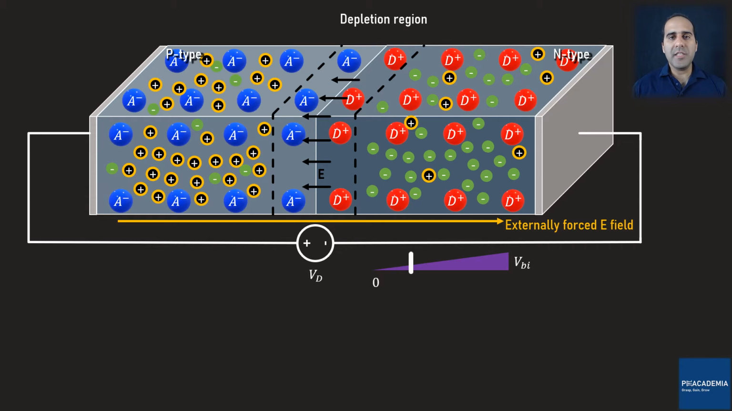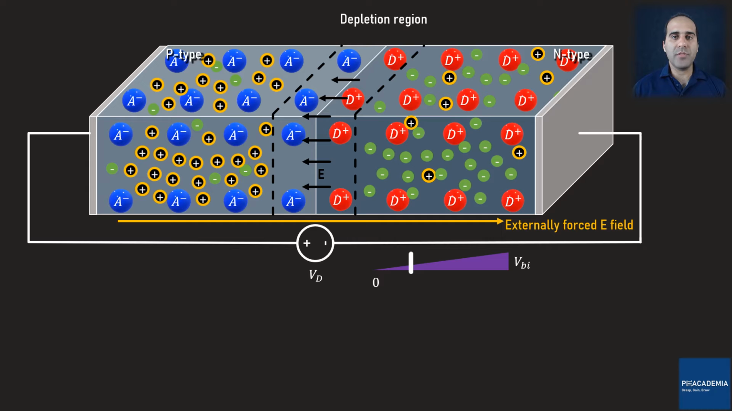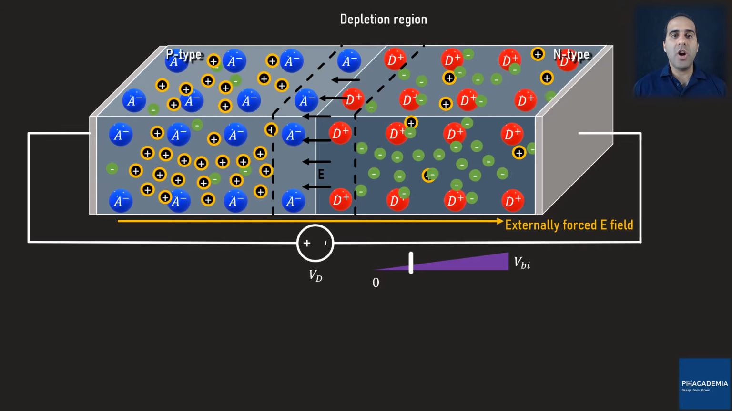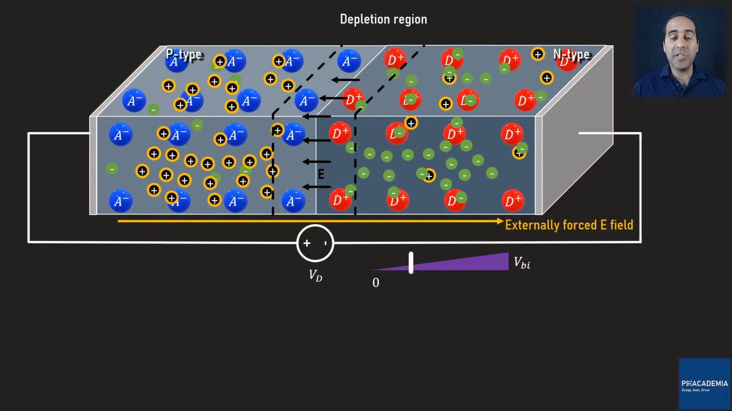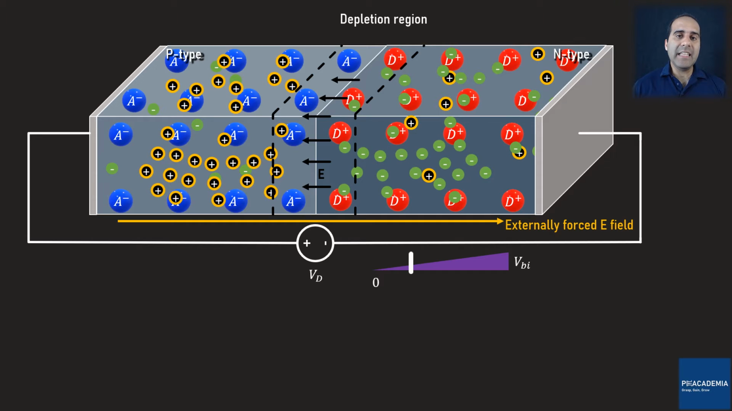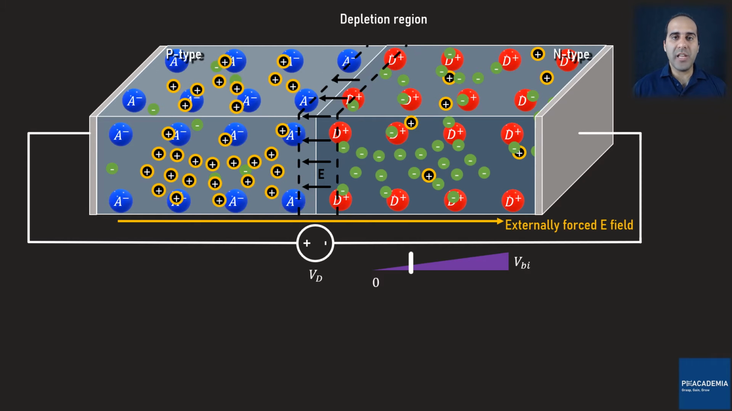As a result of this externally forced electrical field, the holes in the P semiconductor and free electrons in the N semiconductor are pushed toward the depletion region. These pushed holes and electrons penetrate into the depletion region, and they compensate some of the ionized acceptor and donor dopants. As a result, the width of the depletion region decreases, and this makes the diffusion process for holes and free electrons easier.